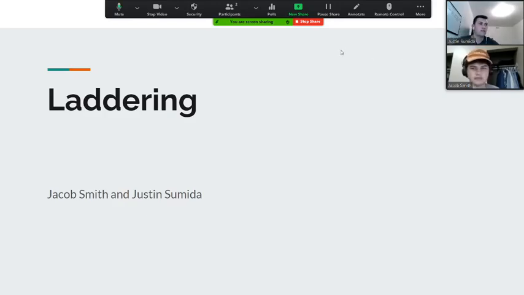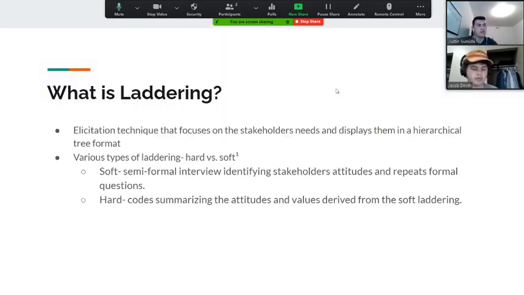This is the software engineering elicitation technique of laddering. Jacob Smith and I, Justin Sumida, are going to delve into what laddering is, its benefits and doubts, when to use it, and some sample data we collected through our work with this technique. So firstly, as with anything else, we should introduce what laddering is.